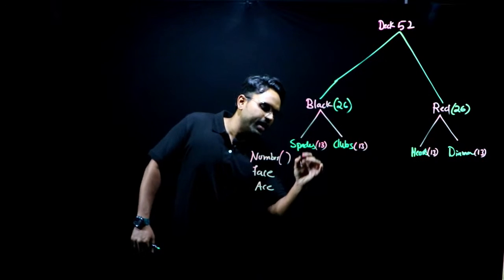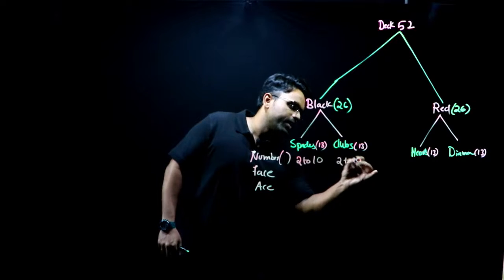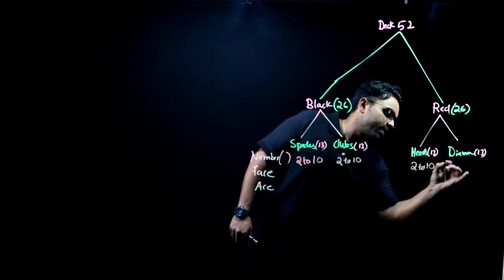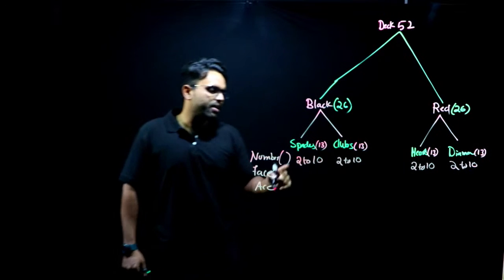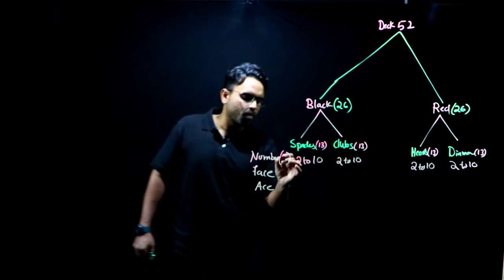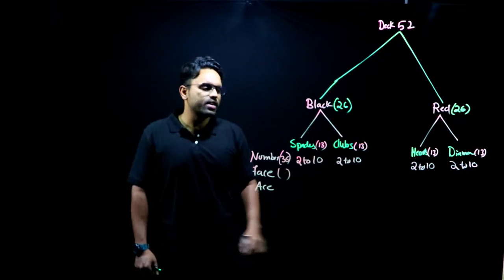So in every suit I'll have 2 to 10. Yes, 9 cards I'll have. 9 into 4 gives me how much? 36 cards in total. Now, how many face cards do I have?